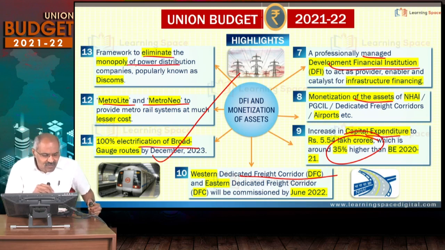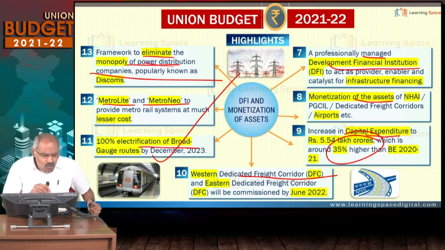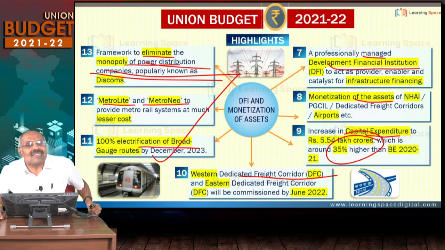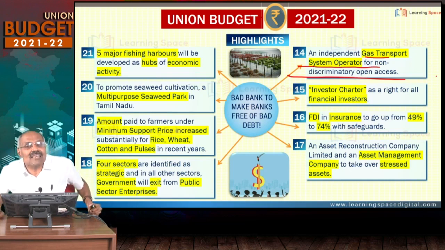Then monopoly of power distribution companies, popularly known as DISCOMs. Friends, in spite of government initiatives, the government launched UDAY. In spite of UDAY, the government is not able to reform these power distribution companies. Reforms in the power distribution companies, that is not taking place. So now the government said it is going to launch a framework to eliminate the monopoly of power distribution companies, popularly known as DISCOMs.